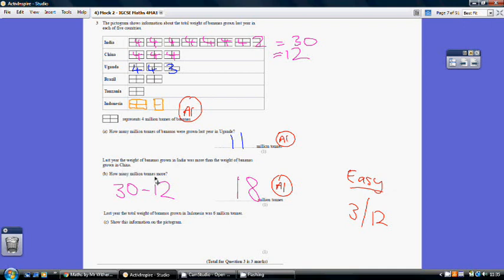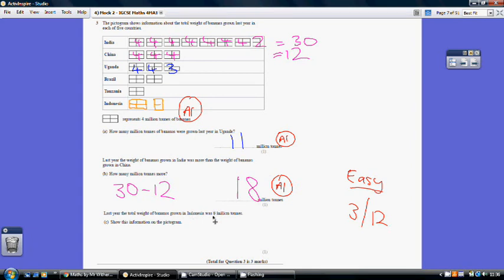Last year the weight of bananas grown in India was more than the weight of bananas grown in China. By how much more? So what's the weight of those grown in India? So we've got a 4, a 4, a 4, a 4, a 4, a 4, a 4 and a 2. So that's 30. China, we've got a 4, 4 and a 4, which is 12. 30 take away 12 is 18.